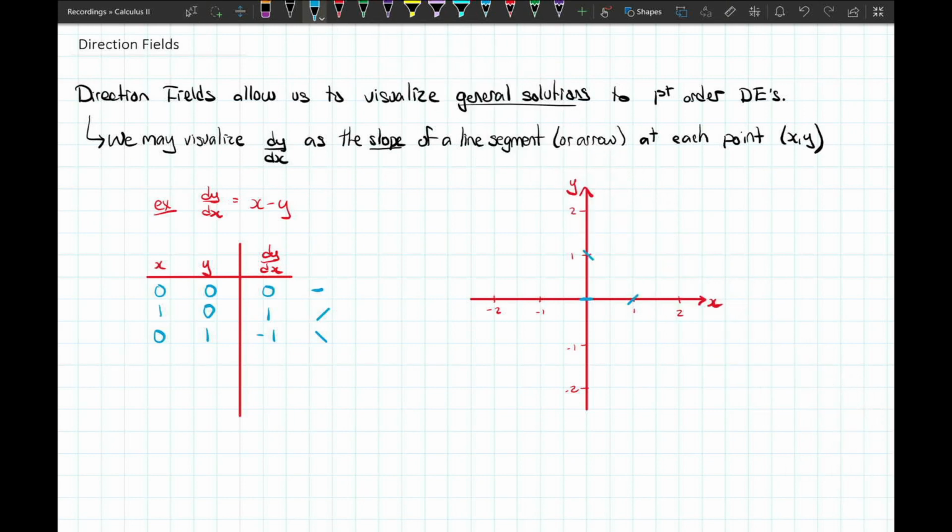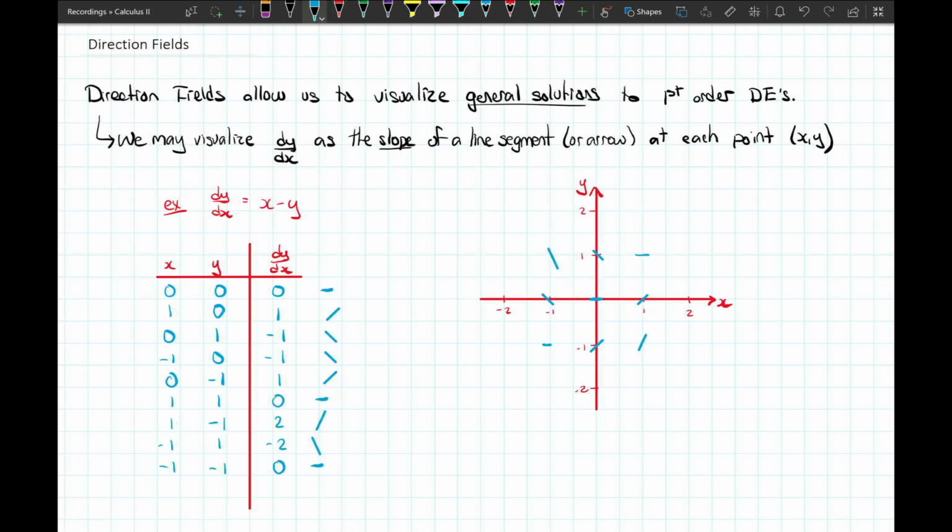Okay, well, you can see how tedious this is going to be. Let's try to fill in a few more points. Here are the points (-1, 0) and (0, -1). Now let's try going a little further away from the origin. Here are 4 more points: (1, 1), (1, -1), (-1, 1), and (-1, -1). And I get a couple slopes of 0, but I also get a couple slopes of 2 and -2, so those are just going to be steeper slopes now.